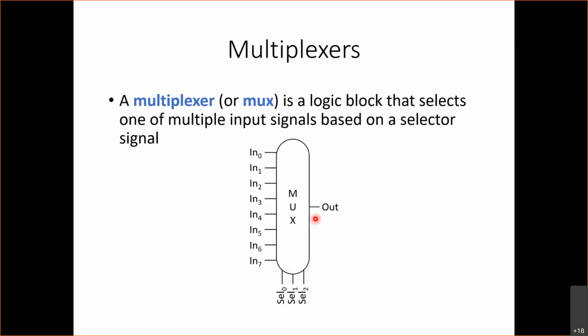Okay? Let's look at an example of how this works. If I set my selector signal to 0, 0, 0, then the output is going to be equal to N0. If I set my selector signal to 1, 0, 1, for example, which in decimal is 5, my output here is going to be my 5th input, which is N5. Okay, so this is an example of how a multiplexer works.